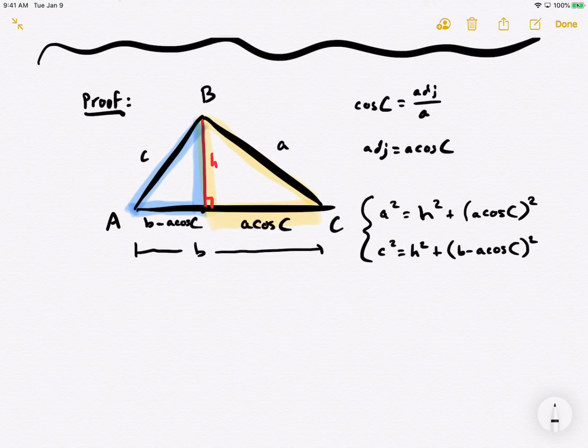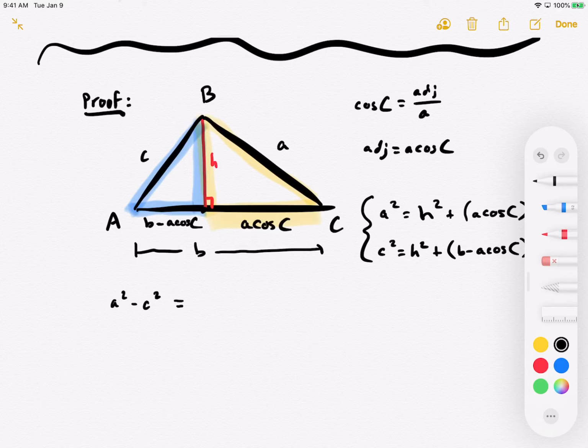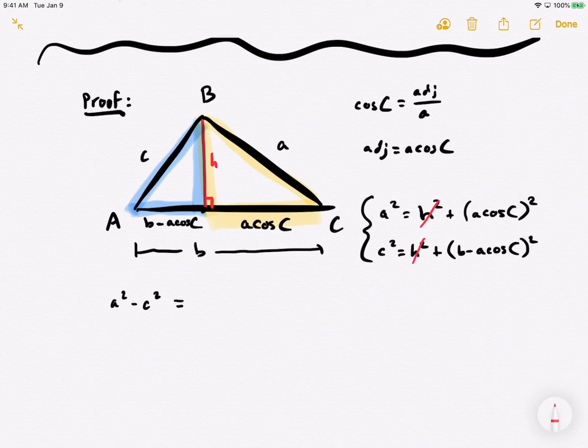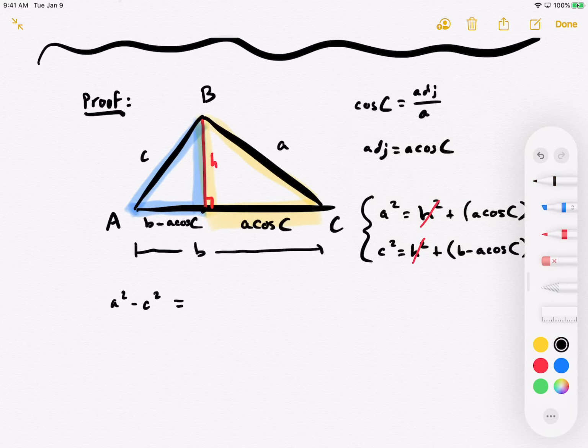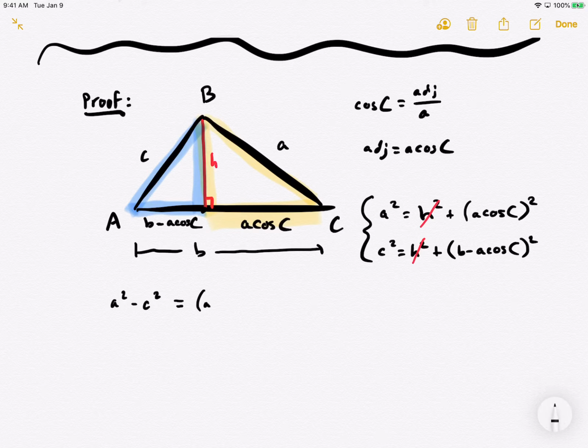So a good idea would be to subtract equation 2 from equation 1 and thus eliminate the h squared. So when I do that, on the left side, a squared minus c squared, so subtracting equation 2 from equation 1. On the right-hand side, just point out again here that the h squareds will eliminate when I subtract, and then over here you'll have an (a cosine c) squared minus (b minus a cosine c) squared. That second one's a binomial.